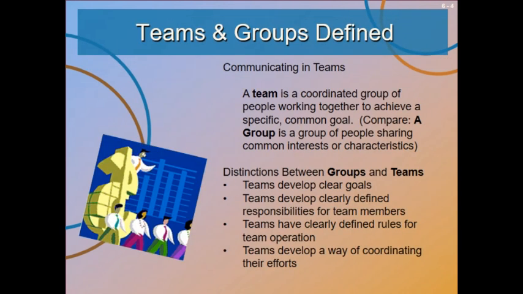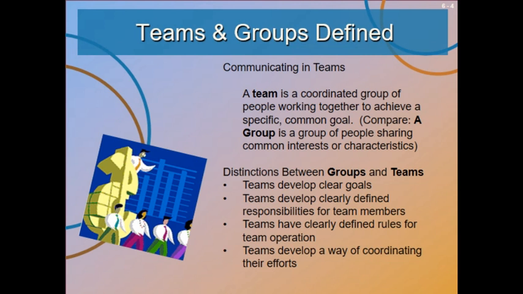Firstly, a team is a coordinated group of people working together to achieve a specific common goal. And this is a little bit more formal than a group. A group can be a bunch of people getting in the truck and taking the boat down to the lake to do a little bit of water skiing. It can be your chess club, it can be your Harley club, it can be all sorts of different things, your family, your church, all the rest of it.